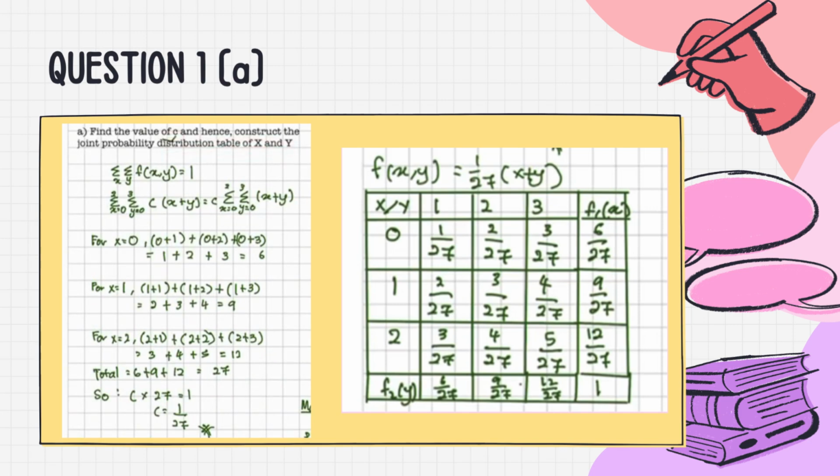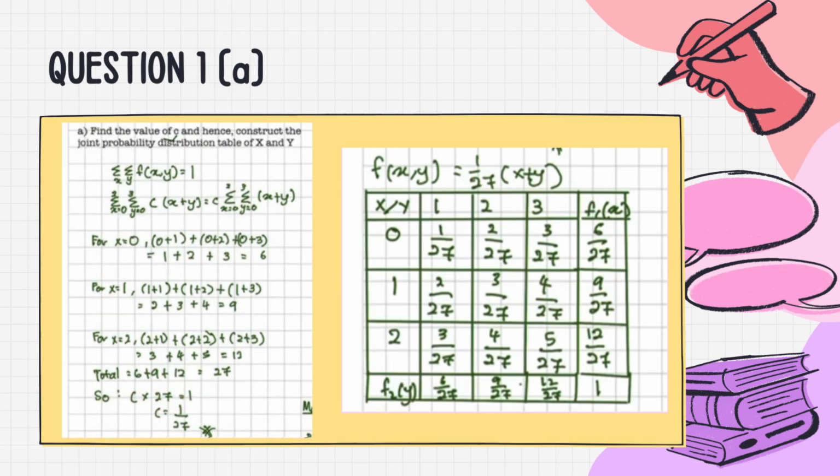in part A. Since this is a joint probability distribution, the sum of all joint probabilities must equal 1. This means we sum the expression C times the quantity x plus y over all possible values of x and y. When x equals 0, the values of x plus y are 1, 2 and 3. When x equals 1, the values are 2, 3 and 4. When x equals 2, the values are 3, 4 and 5. Adding all these values gives a total of 27. Therefore, C multiplied by 27 equals 1, which gives C equals 1 over 27.